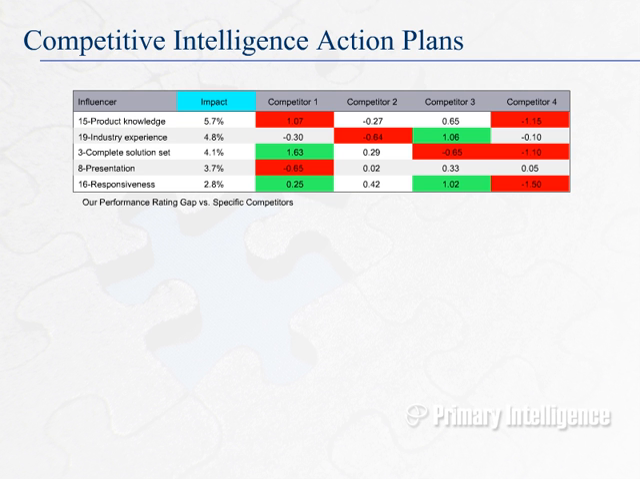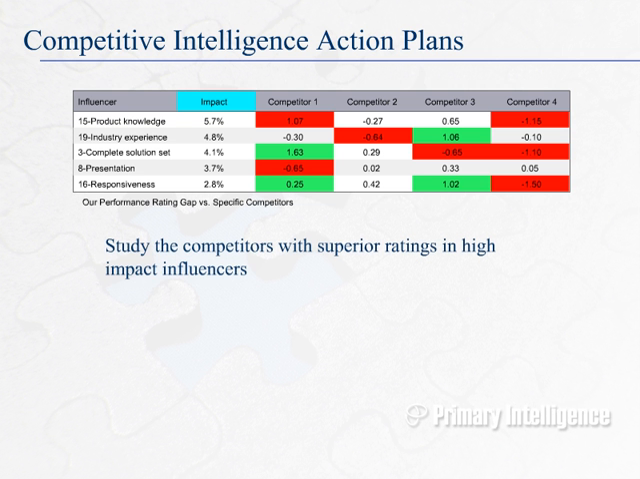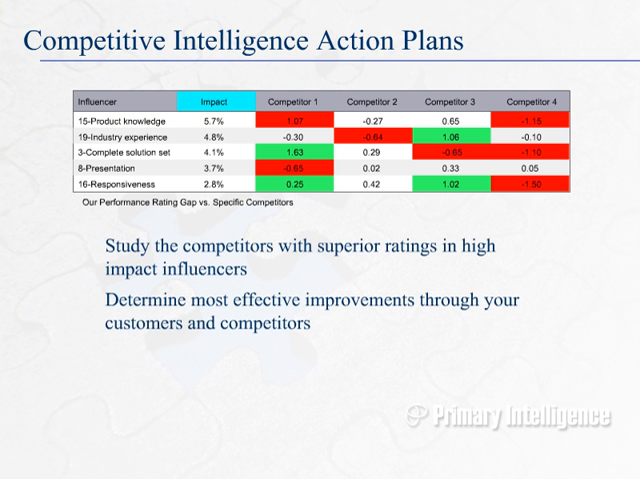The second idea, industry experience. Competitor 2 is outperforming us. Again, what is competitor 2 doing to display industry experience at a level that's so much better than us? If you take this type of approach, you're going to be studying the competitors with superior ratings. You can determine their best practices, and you can eventually beat the competition with their own strengths. And once again, this is just a great example of focusing your competitive intelligence through your competitive intelligence. Because this second set of questioning is all based upon what was found in the first studies.